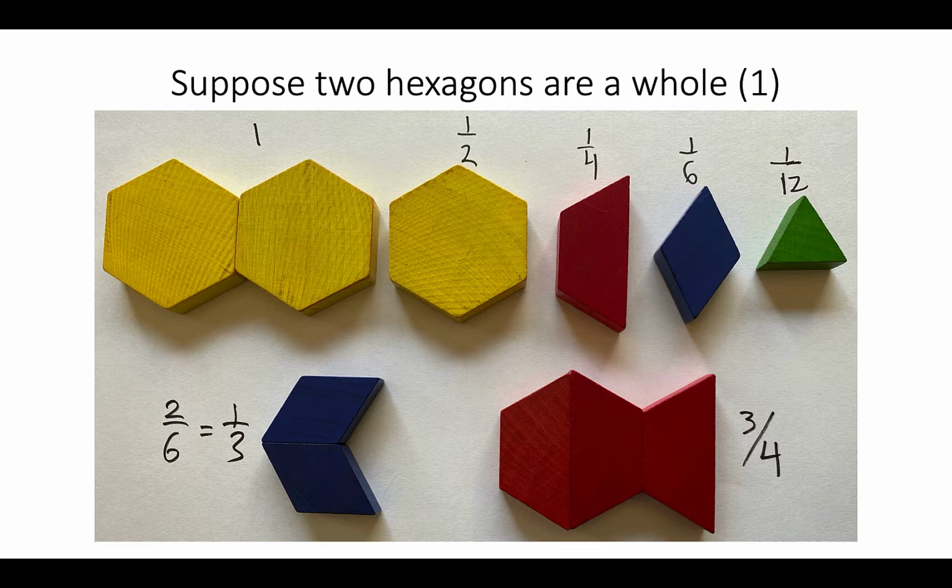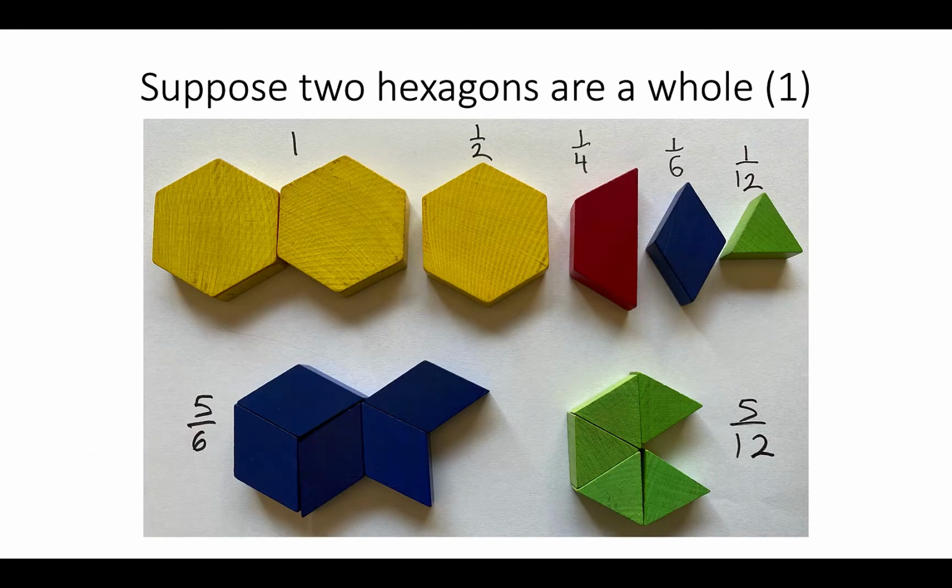If 2 hexagons make up a whole, then 2 parallelograms would be 2 times 1/6, or 2/6, which is also equal to 1/3. 2 of those parallelograms would occupy 1/3 of the 2 hexagons. We could make 2 more copies, and the 3 of them together would cover the 2 hexagons. Since one trapezoid is 1/4, 3 trapezoids would be 3/4.